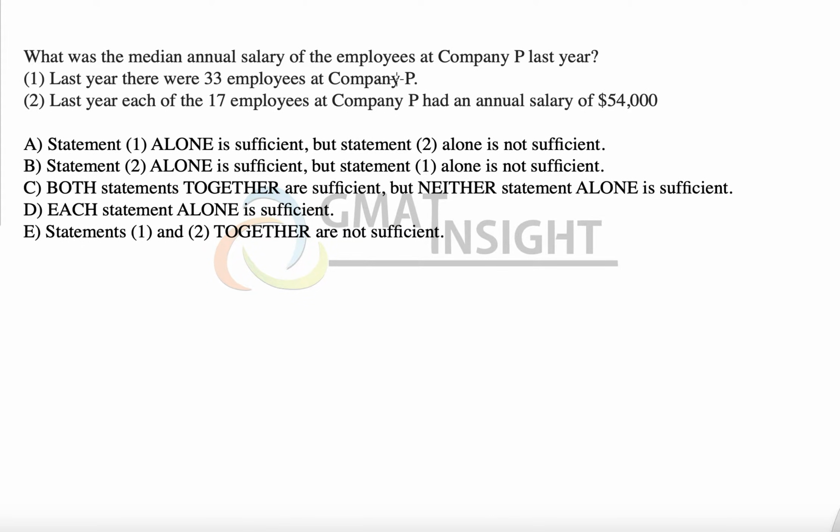What was the median salary of the employees at company B last year? To find the median, we need to know the number of terms and we need to know the value of the middle term here. Let's see the first statement.